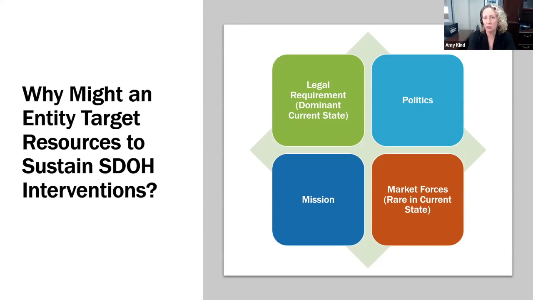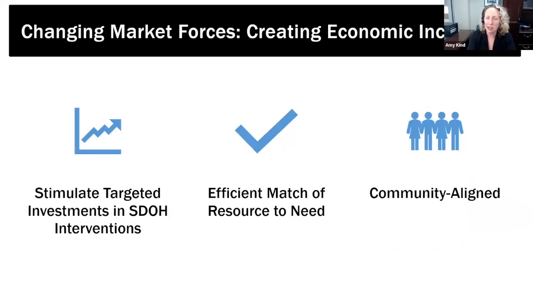Politics and mission play a role, especially for nonprofits. But when we think about that industry bucket, market forces is what so often drives industry, and this is rare in the current state. Rarely would you see an industry or a hospital group or another group reach into a high ADI context for market purposes. Because of this, it has created a lot of interest in how we change market forces, and this is where CMS has really leaned in.